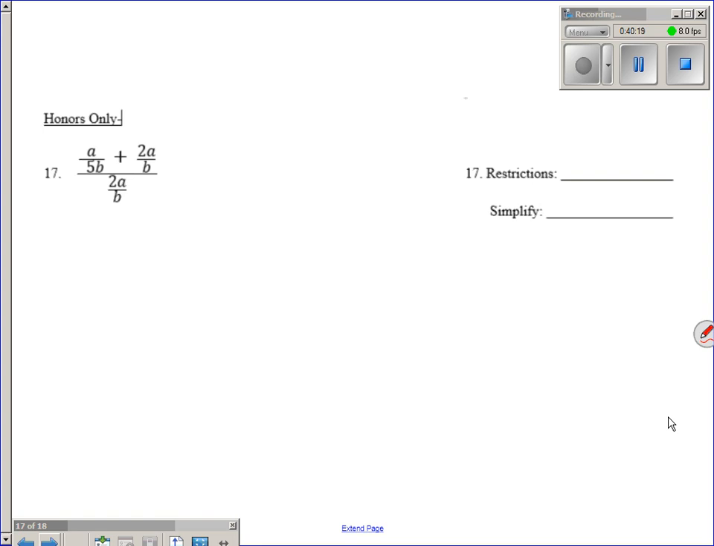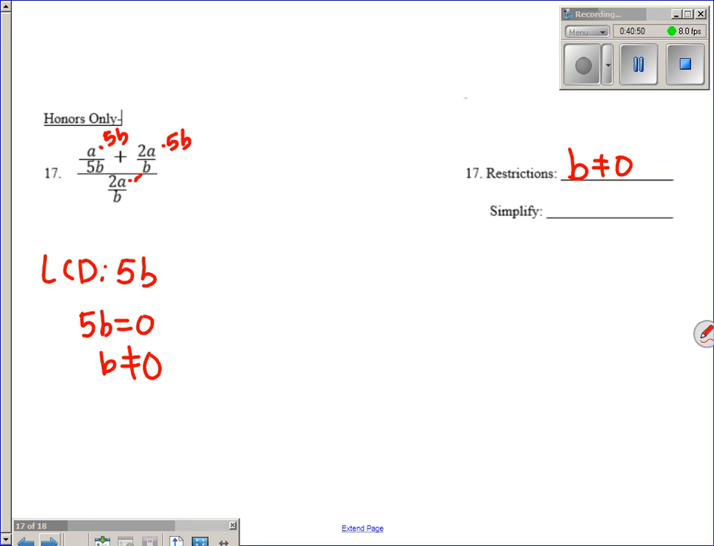Don't forget, for complex fractions, you are just finding the LCD and then multiplying all the numerators by the LCD. So the LCD is going to be 5b because all of the denominators have at least a 5 and a b. Your restrictions come from the LCD, so if you set this equal to 0, you do get b cannot be 0. And then if we multiply all the numerators by 5b, let's see what happens.